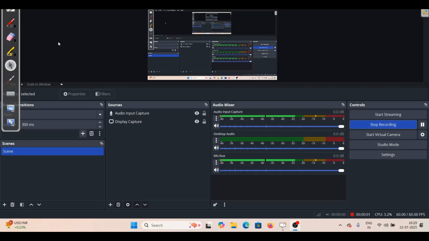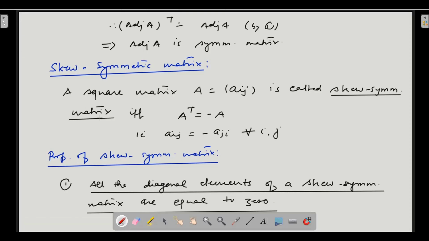Let us learn about skew-symmetric matrices. A square matrix A equal to Aij is called a skew-symmetric matrix if and only if A transpose is equal to minus A, or that is Aij is equal to minus Aji for all i, j.